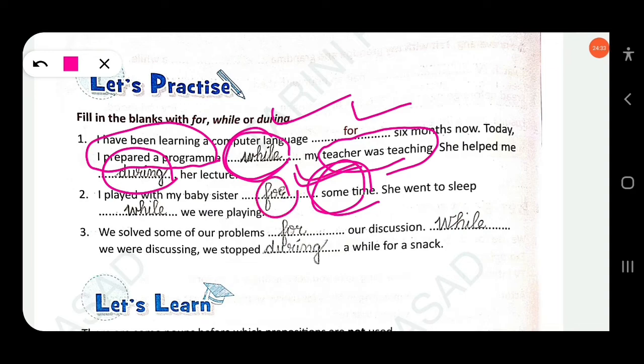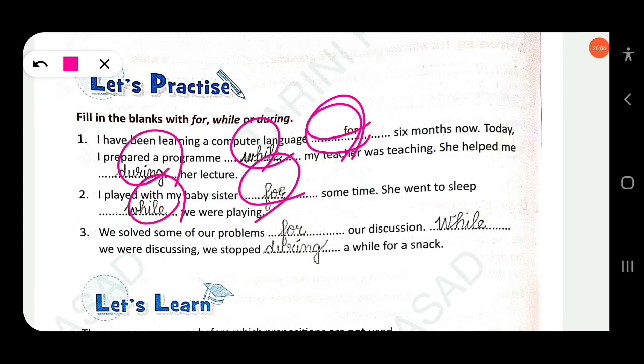She went to sleep dash. We were playing. So which one is progressive? We were playing. So this action was in progress. Another action started. She went to sleep. You have to use while. She went to sleep while we were playing. We solved some of her problems during our discussion. Then next, while we were discussing, we stopped for a while for a snack.